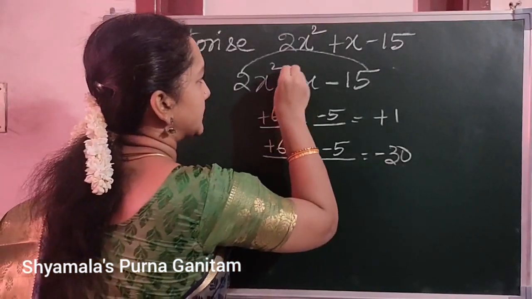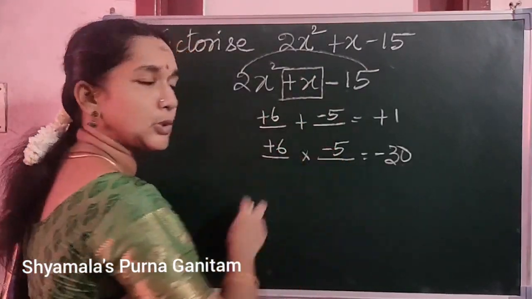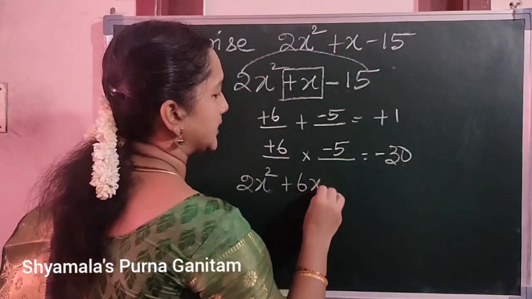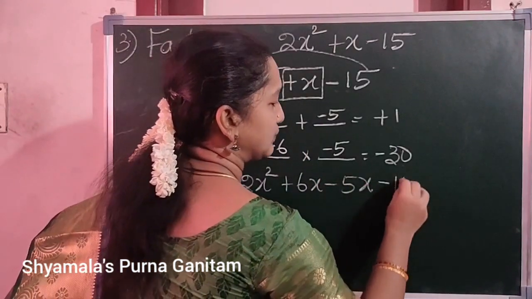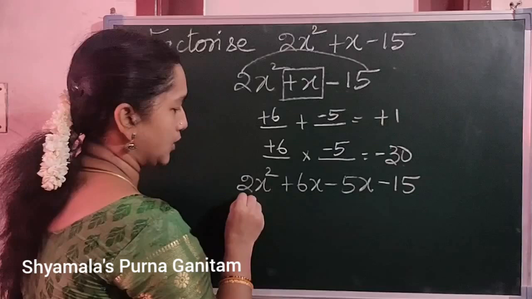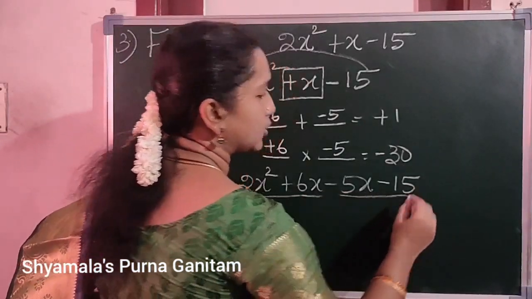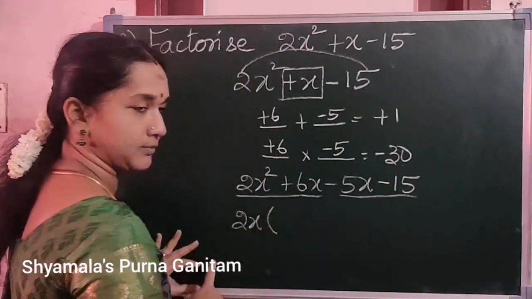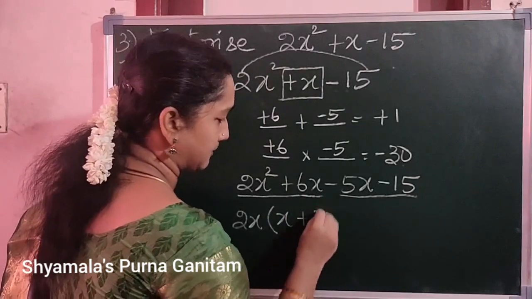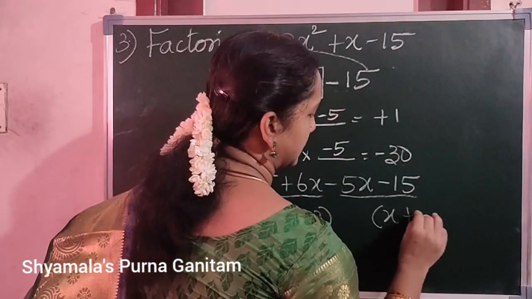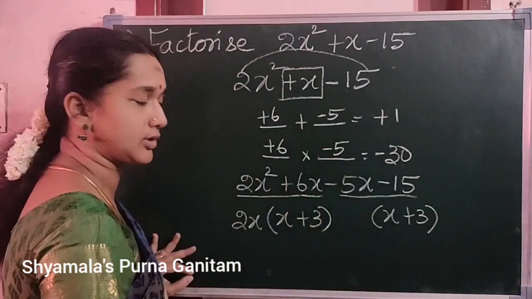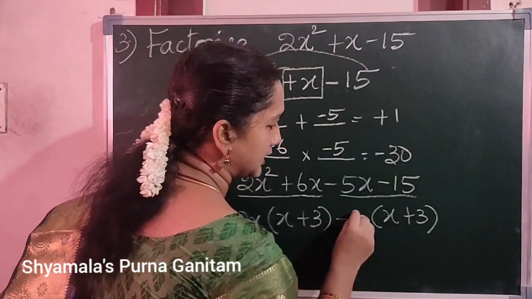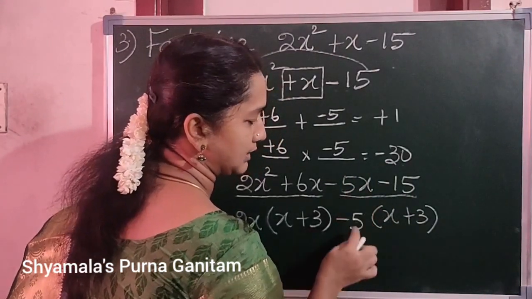So instead of this, here I am replacing these two numbers. Okay. So 2x squared plus 6x minus 5x minus 15. Okay. So now I am taking these two terms together and these two terms together and finding the factors. So these two if I take, I can take 2x common. So balance will be x plus 3. Okay. So here also I have to get x plus 3 so that I can take that x plus 3 common outside. So when I want x plus 3 here, what number I have to take out? Minus 5. So minus 5 into x is minus 5x.